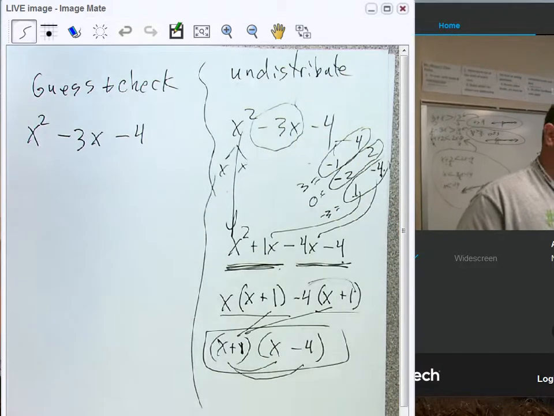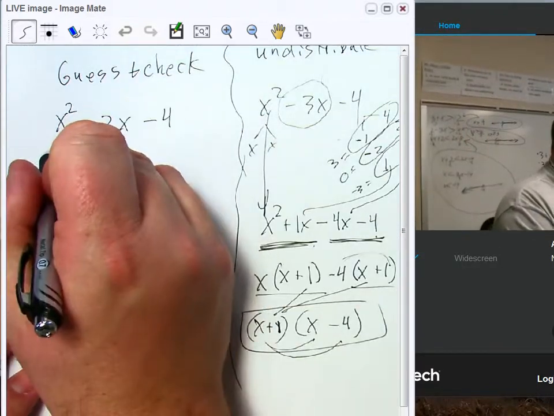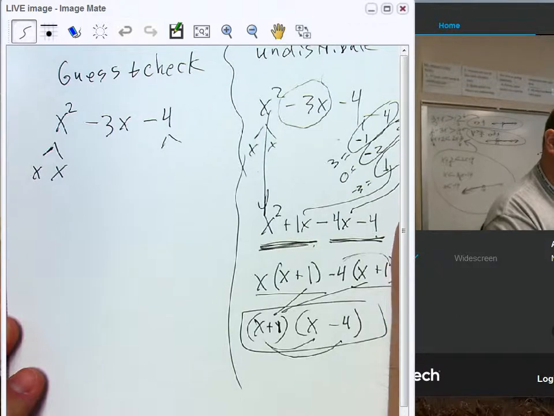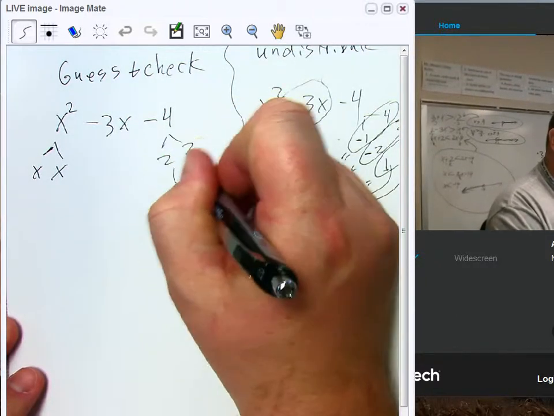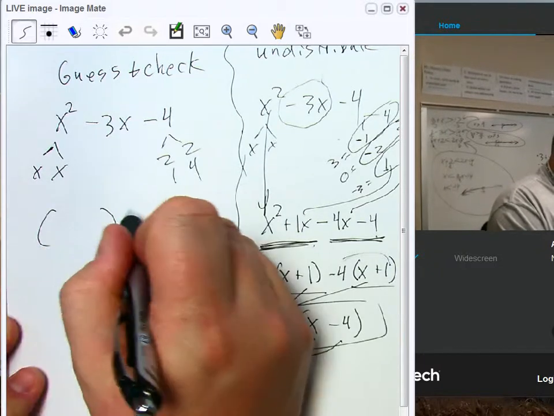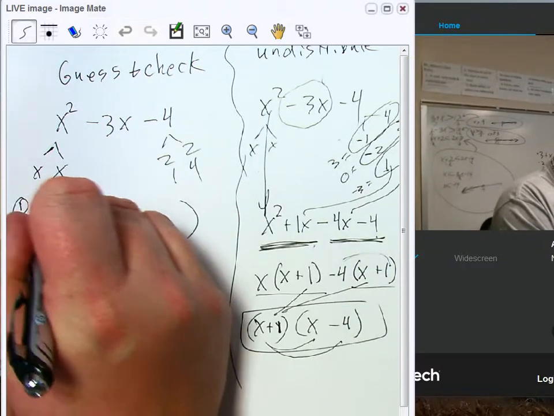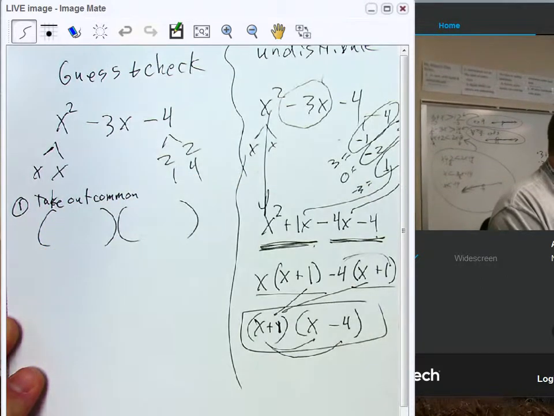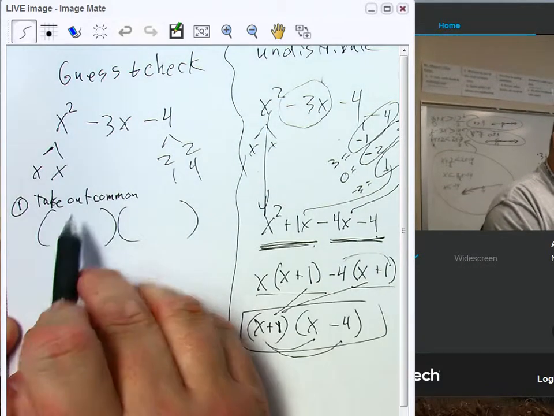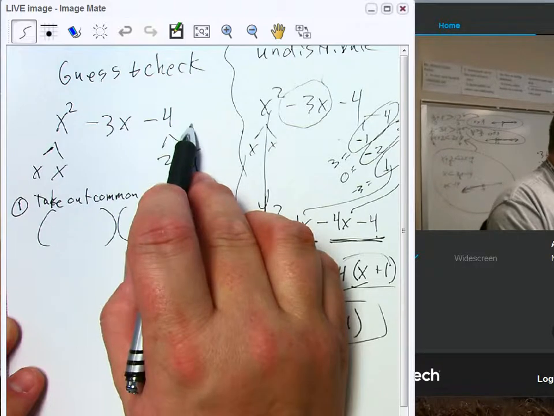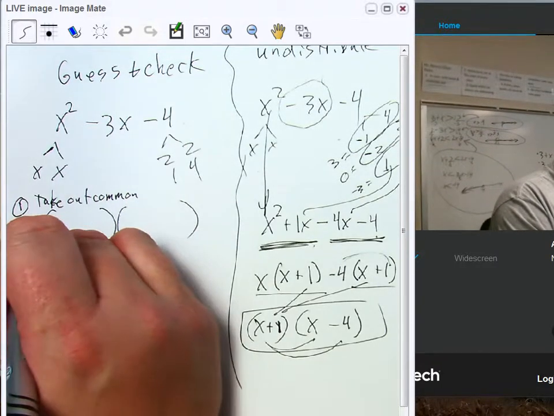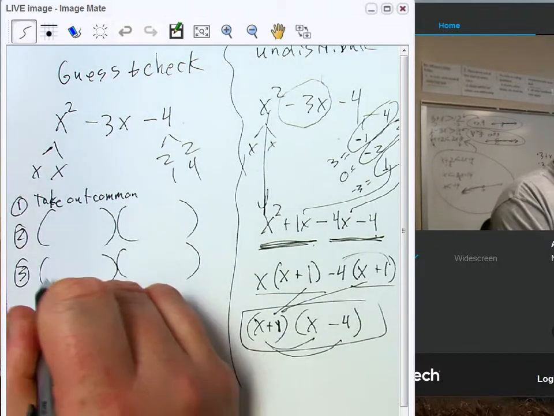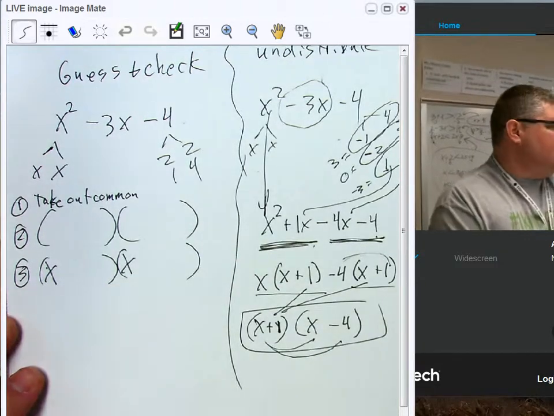Now let's go over here to the guess and check method. Guess and check method says, what do I do with the x's? X and x. Over here, what do I do with the 4? 2 and 2. 1 and 4. So here we go. Parentheses, parentheses. So step number 1 was take out common. Was there anything common to take out? Well, there's no x over here, so we can't. So step number 2 was make yourself some parentheses. Step number 3, what do you put in those parentheses? X's, because that's the ones that are guaranteed, right?